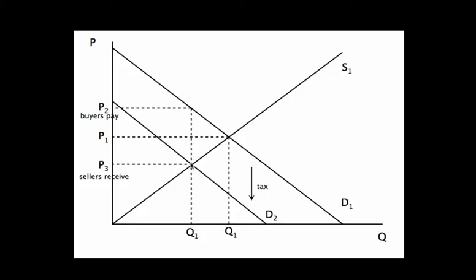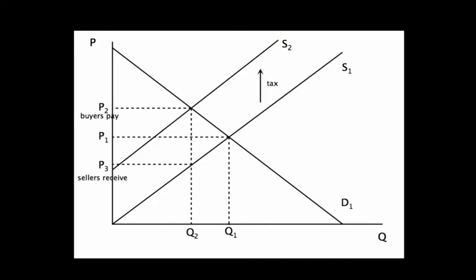Sellers are worse off, they're getting a lower price. Buyers are worse off, they're paying a higher price. They're sharing the burden, and in fact, the result is exactly the same. So one of the results of this analysis tells us that it does not matter which side we put the tax on directly, because supply and demand is going to determine the burden, and in this case the result is exactly the same.